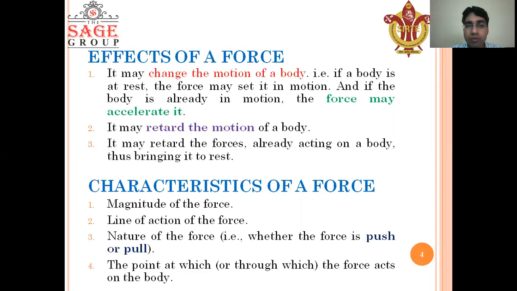And the line of action of the force. What do you mean by the line of action? It is the point at which the force is applied, and the direction of the force. So we have to see the point and direction of the force. Next one is the nature of the force. Nature means either it is push or pull. And the point at which the force acts on the body is the most important.